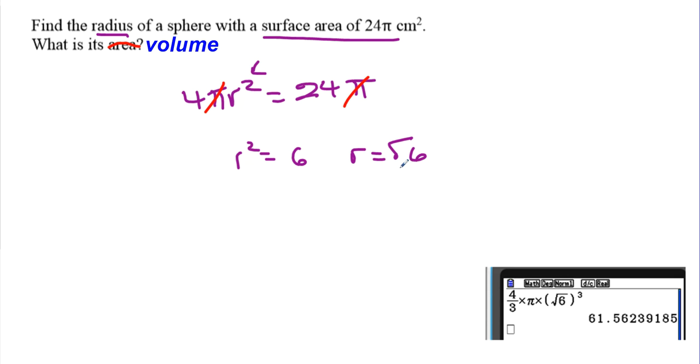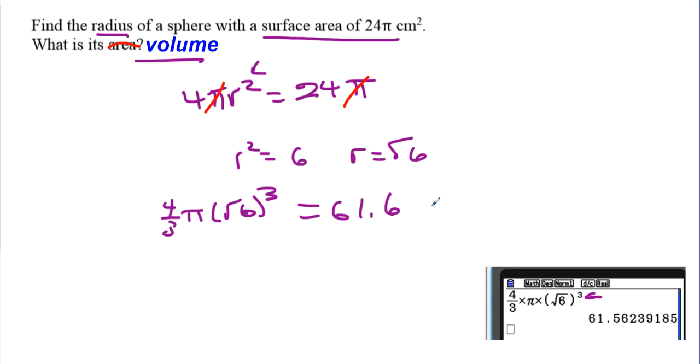Then you're going to plug that into finding volume because we already knew the area. And it's going to be 4/3. You look on your formula chart until you get it memorized. And then we're going to do root 6 cubed. And that's what I did right here. I just put that in the calculator. Got 61.7 centimeters cubed. All right, moving on.